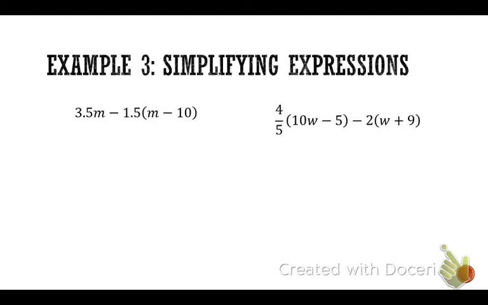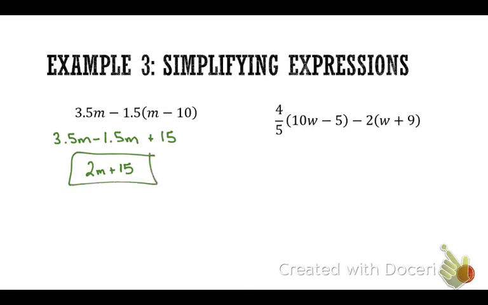All right, so 3.5M minus 1.5M plus, who did their trick? Did anybody do the trick? Plus 15. So 2M plus 15. Flex your muscle if you got it. Big guns, guys. Very good. All right, good job.